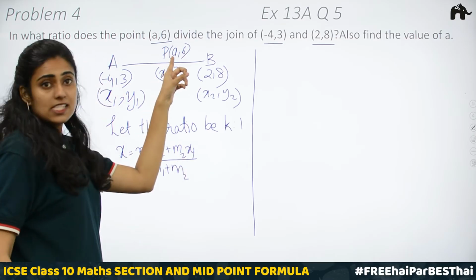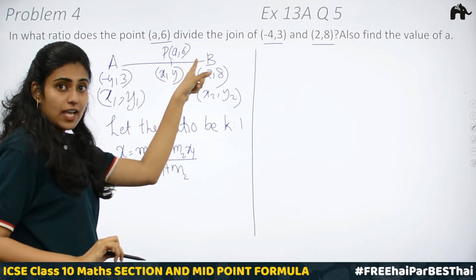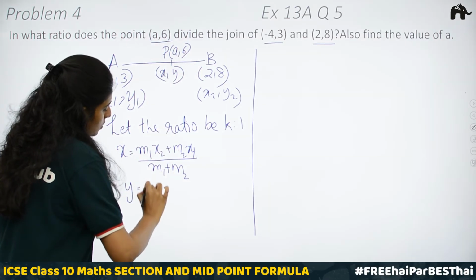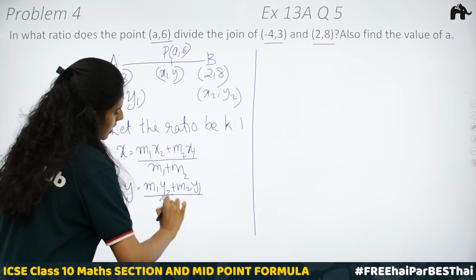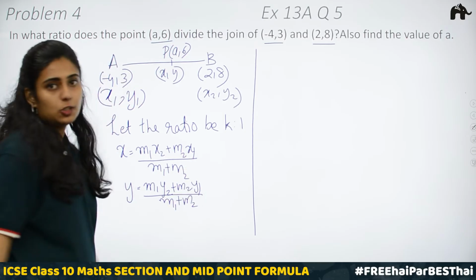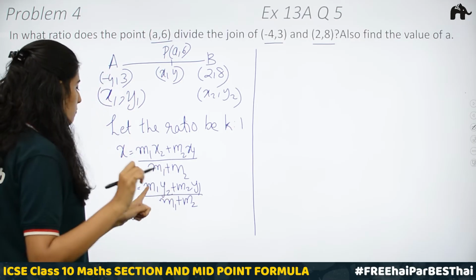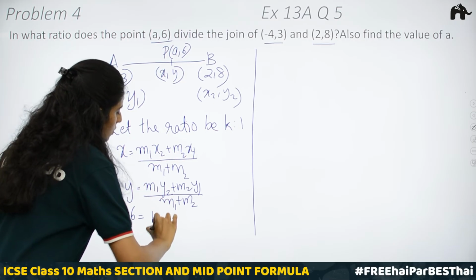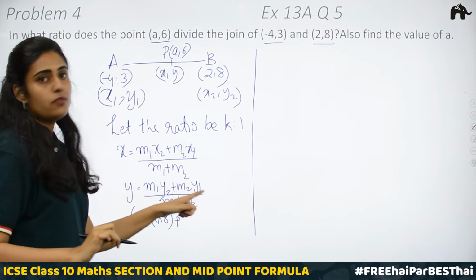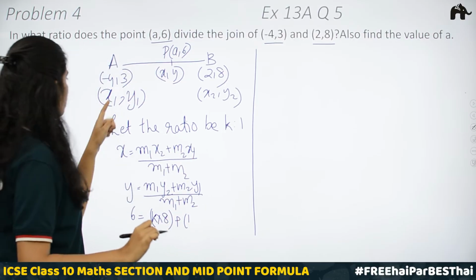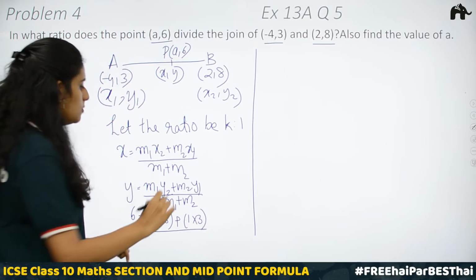We don't know the exact value of x. It is given as a. But we know the value of y. Therefore, we will take y is equal to (m1 y2 plus m2 y1) divided by (m1 plus m2). Now put the values. Here we have y equal to 6. 6 is equal to m1 is k, into y2, which is 8, plus m2 y1. m2 is 1 and y1 is equal to 3, divided by m1 plus m2, that is k plus 1.